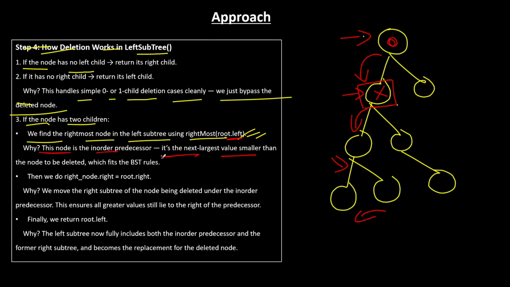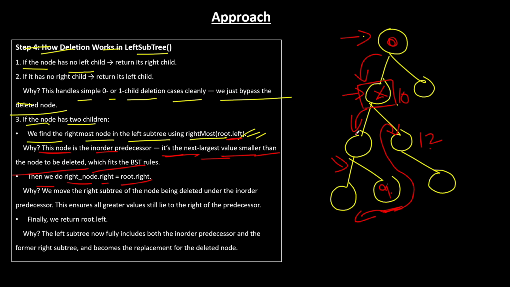Please read this line. It is the next largest value smaller than the node to be deleted, which fits the BST rule. Basically, if this gets deleted, this becomes the next largest value smaller than the node to be deleted, and also smaller than the right children or the right subtree. Because suppose this is 12 and this is 10 and this is 9, correct? So 9 is less than 12, right? That's the case. Then we set right dot right equal to root right.